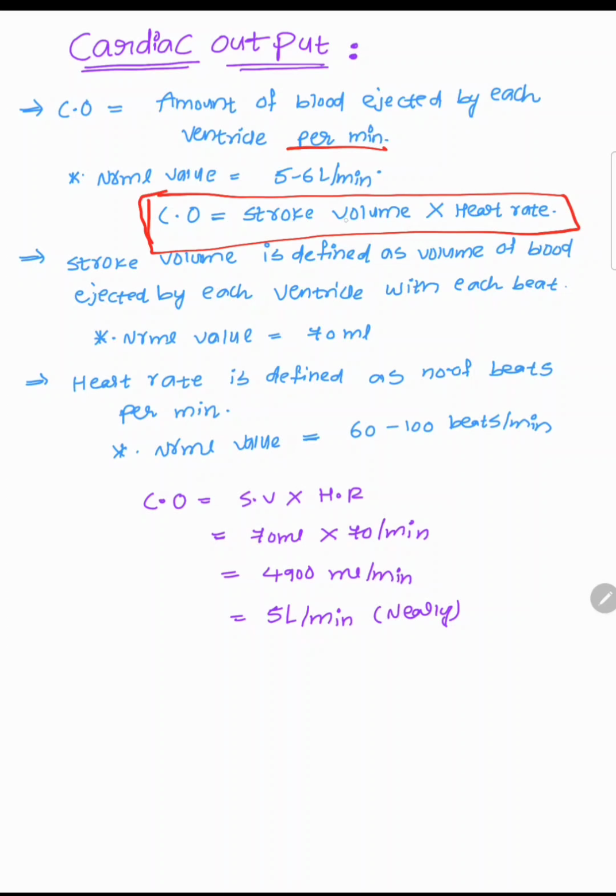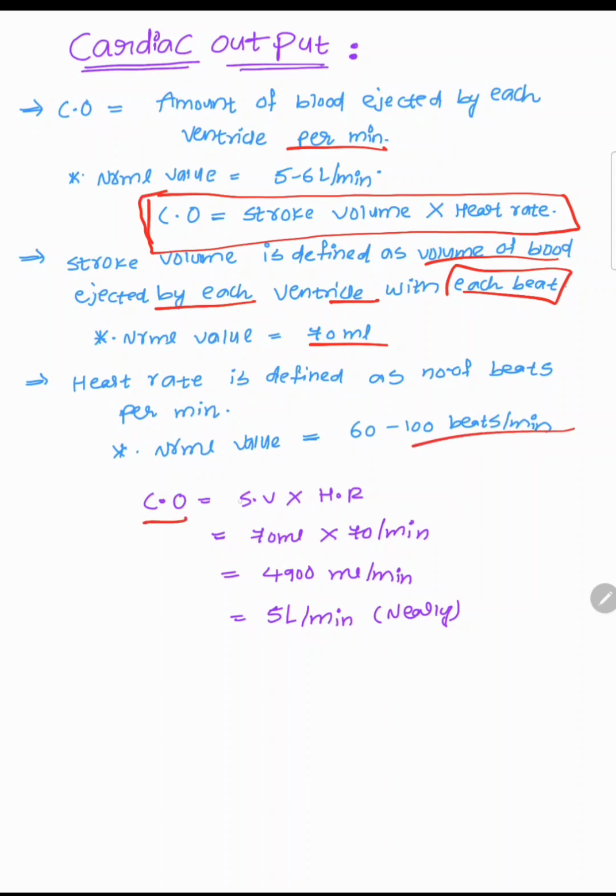So, what is the stroke volume now? Stroke volume is defined as the volume of blood ejected by each ventricle with each beat. See, the difference between the two: per minute, it is each beat. Normal value is nearly 70 ml. Then heart rate is defined as the number of beats per minute. It is 60 to 100 beats per minute.